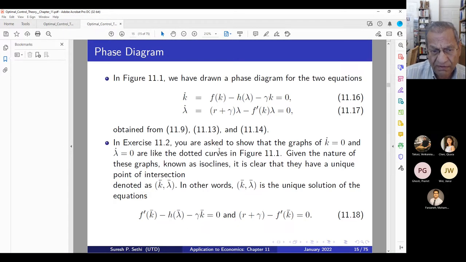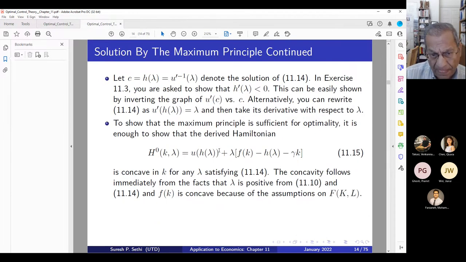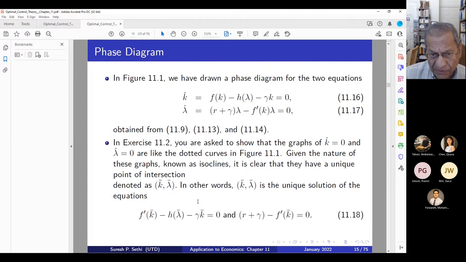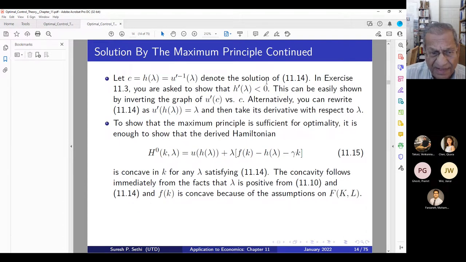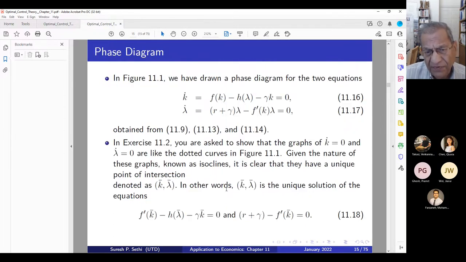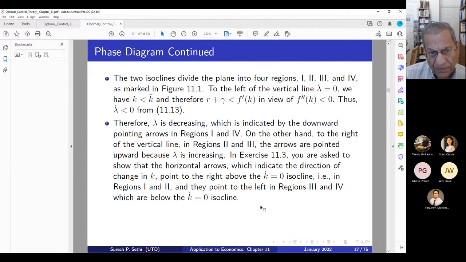So let's start with this analysis that we have. We're given these two equations, we're given some values of h prime lambda less than 0. We know what f prime k's are. So we can try to figure out what is going on with these, okay? So let's start.